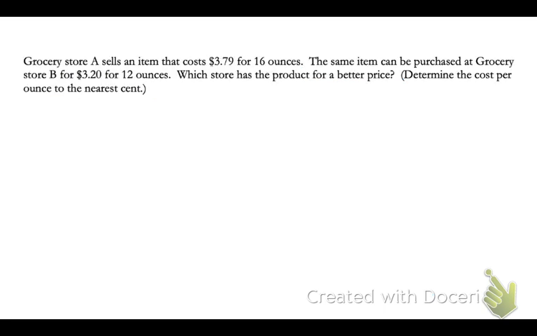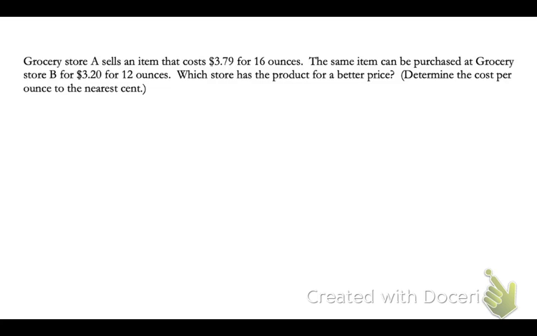Let's continue with examples of rates and unit rates. So grocery store A sells an item that costs $3.79 for 16 ounces. The same item can be purchased at grocery store B for $3.20 for 12 ounces. Which store has the product for a better price?